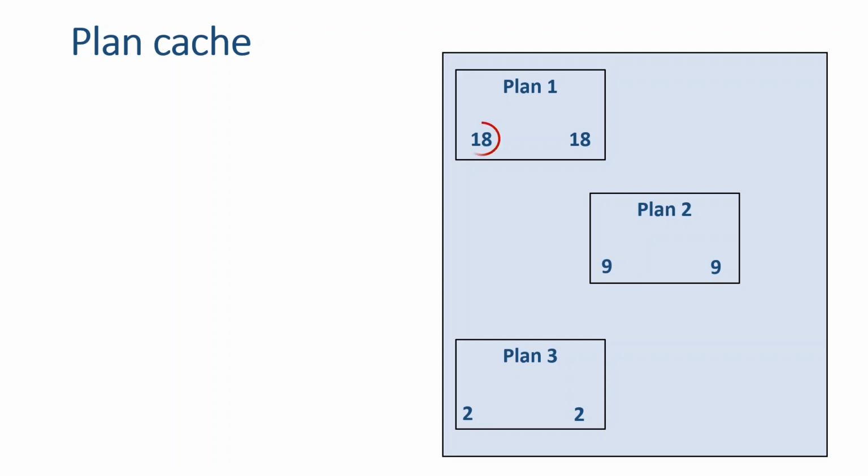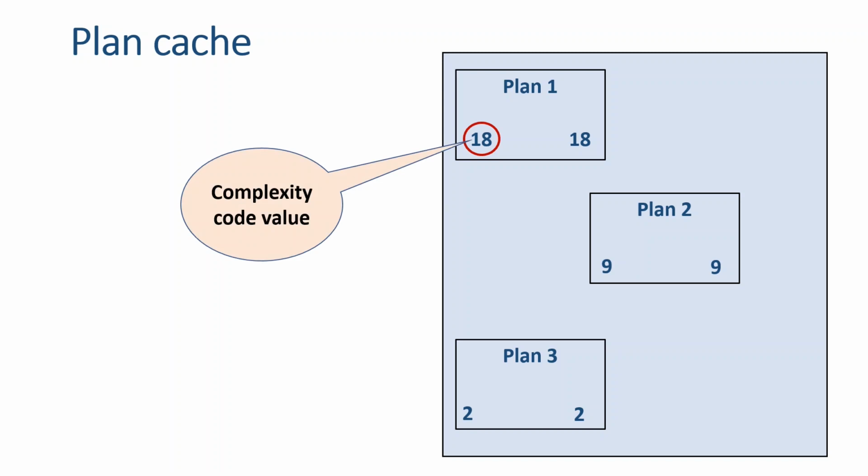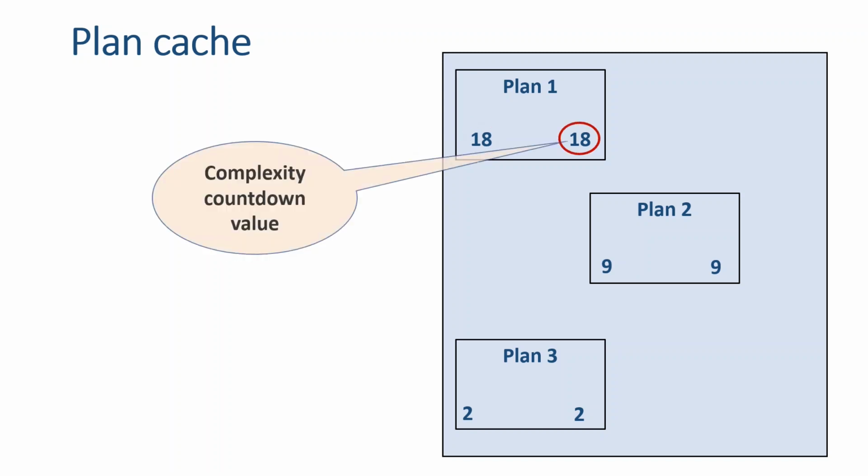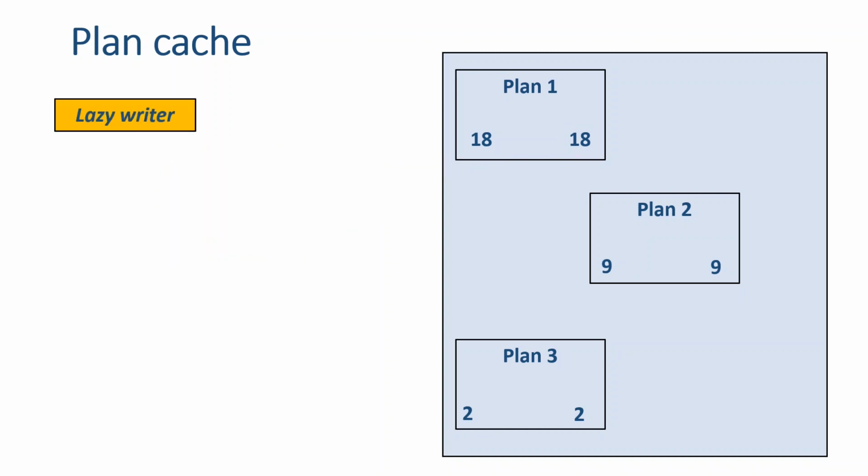The left side number is known as complexity code value, and the right side number is known as complexity countdown value. Now, whenever the lazy writer kicks in every minute by the SQL Server automatically, it will go ahead and check if there are any least recently used execution plans. Now, in our example, none of them will be used. So it will go ahead and decrement the complexity countdown value by 1 on each object that did not get used.